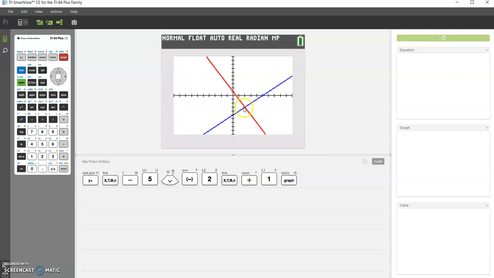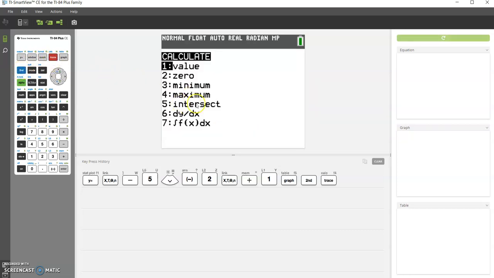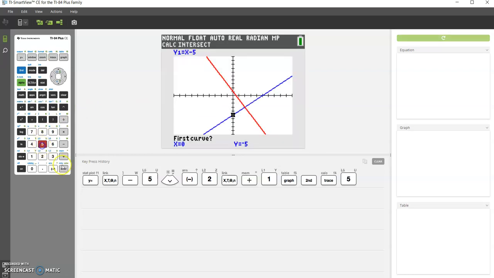So I can see that the two lines intersect, so they do have a solution, because the point where they intersect is the solution. So to find that point in your calculator, you hit second trace, and number 5 is intersect. And then you'll see down here it says first curve, so you'll see that my cursor is here on the blue line. I'll hit enter. Second curve, now my cursor's moved up to the other line, hit enter.